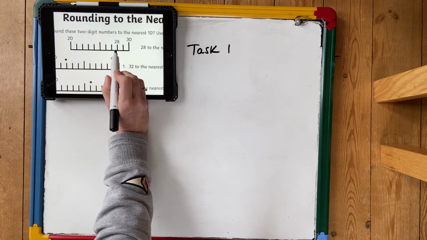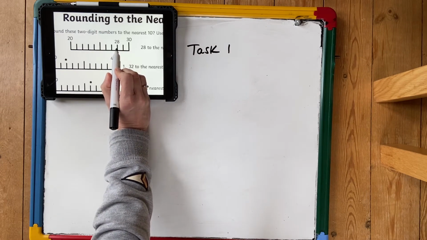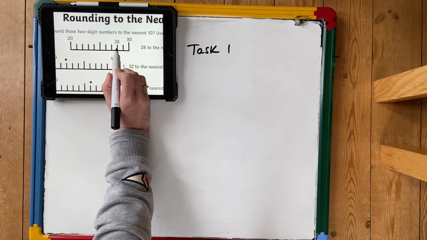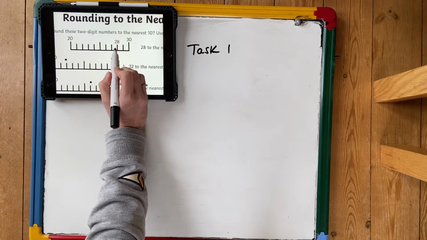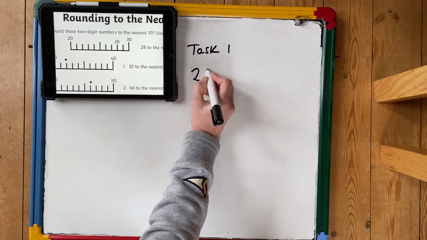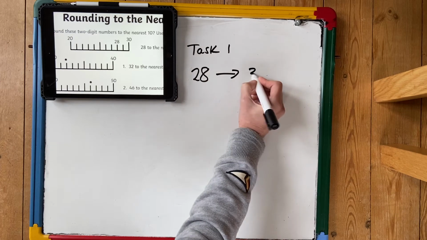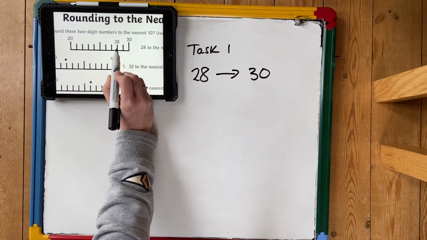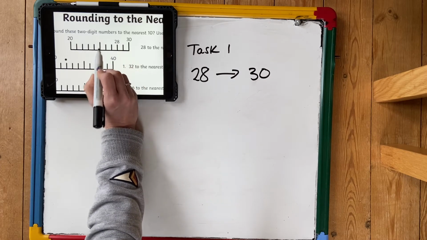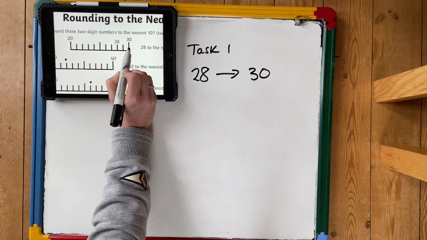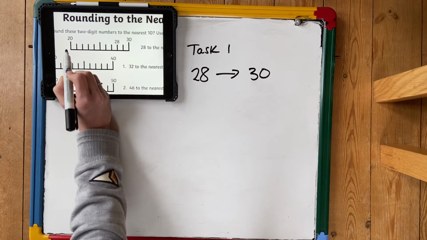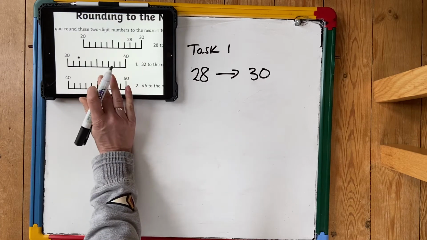So here's 28. Are you going to round 28 to 30 or are you going to round it down to 20? As you can see, 28 is closest to 30. So you round 28 up to 30. If this 28 was here in the middle at 25, you would still round up to 30. If it is 24 and below, you round down. So let's have a look at the next one.